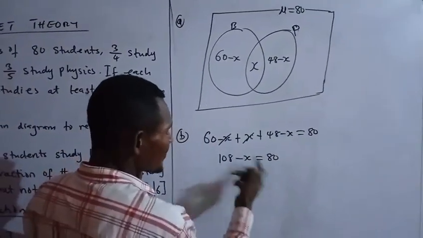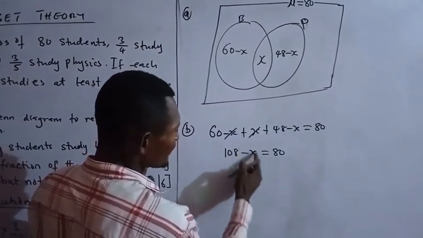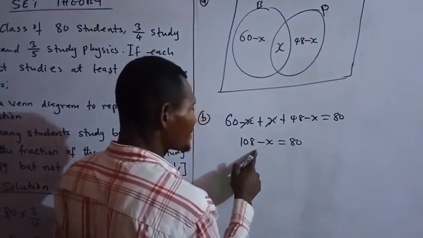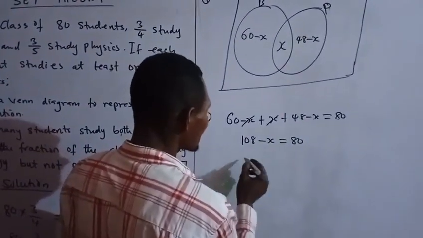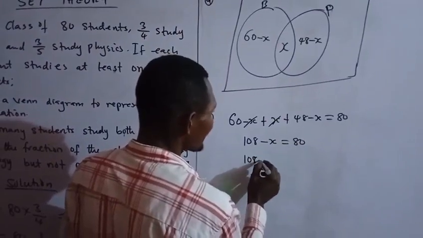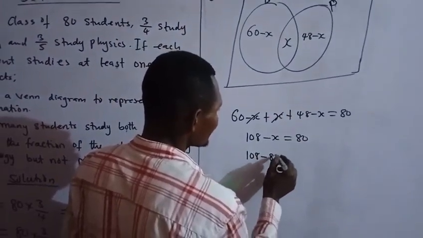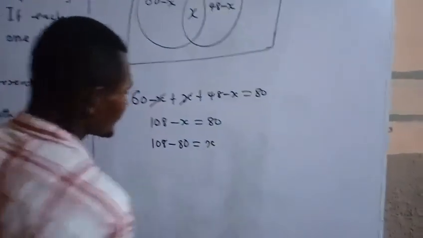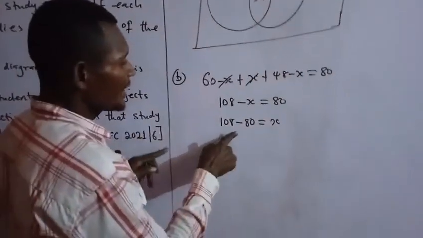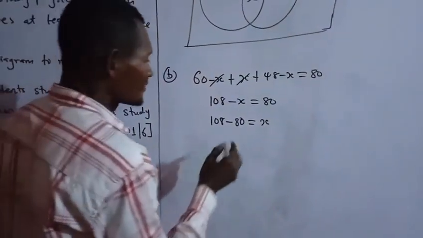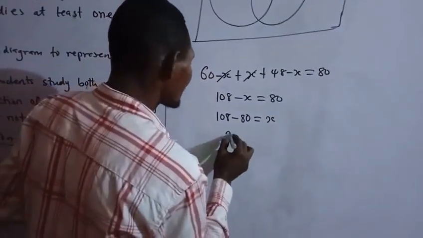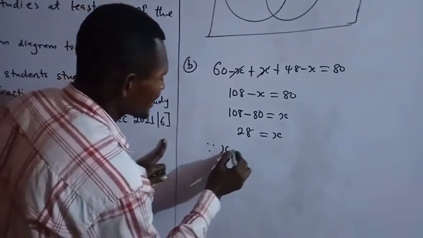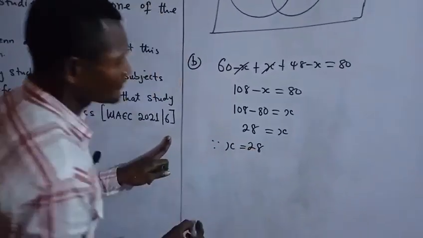So to avoid complication, just move this minus x to the right hand side. Take 80 to the left hand side. The sign will change. So we have 108 minus 80 is equal to x, the sign will change to positive. So now 108 minus 80 will give us 28, which is equal to x. It therefore means that x is equal to 28.